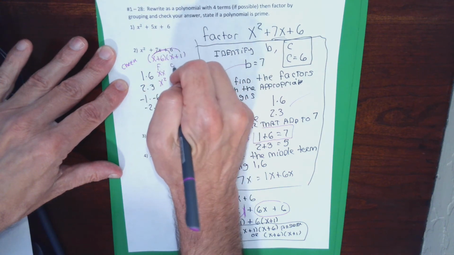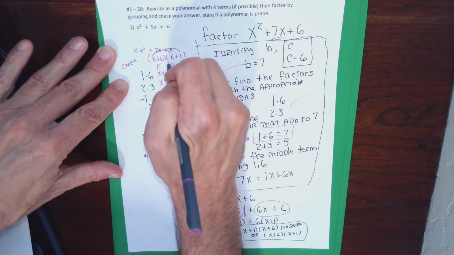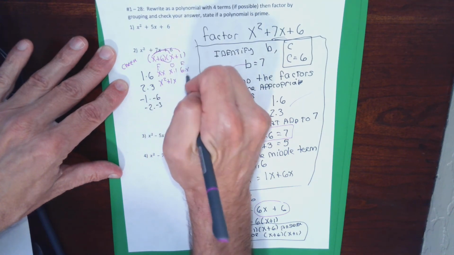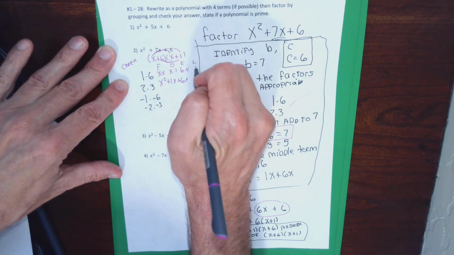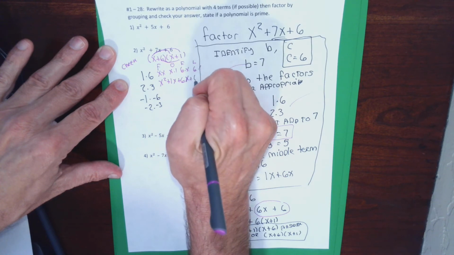I'll do the outers, that's x times 1. I'm going to write plus 1x. I'm going to do the inners, which is 6 times x. I'm going to write that as plus 6x. And the lasts, I'm going to write as 6 times 1, which is plus 6.